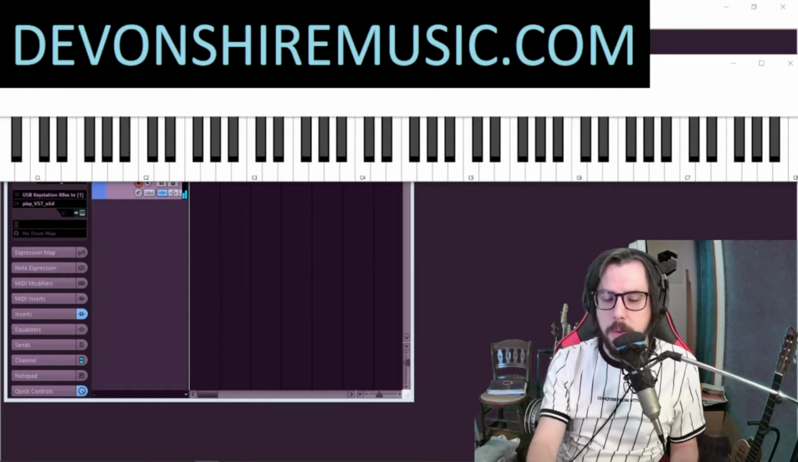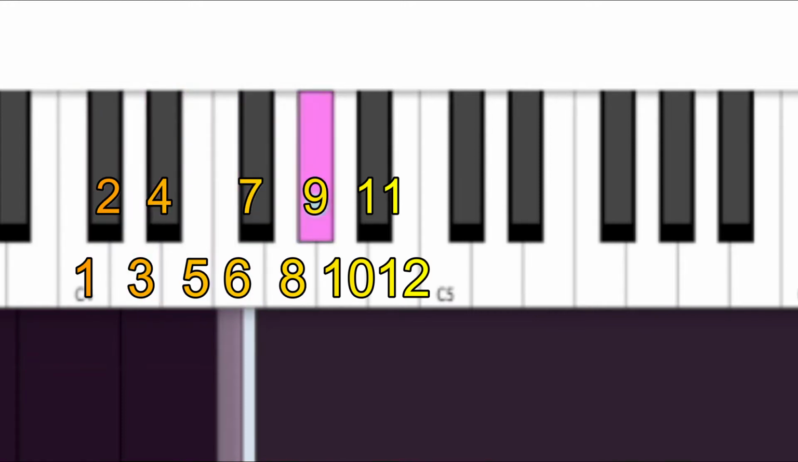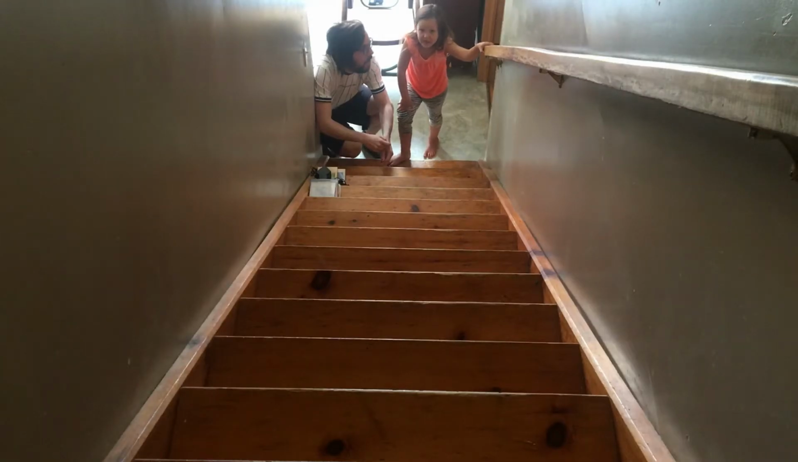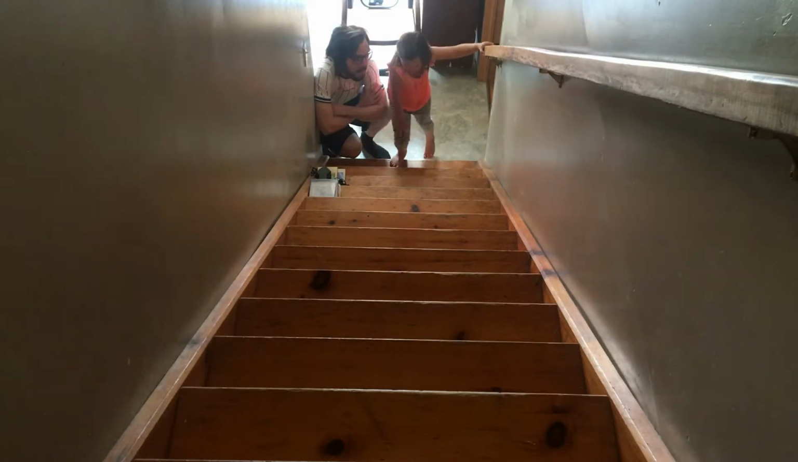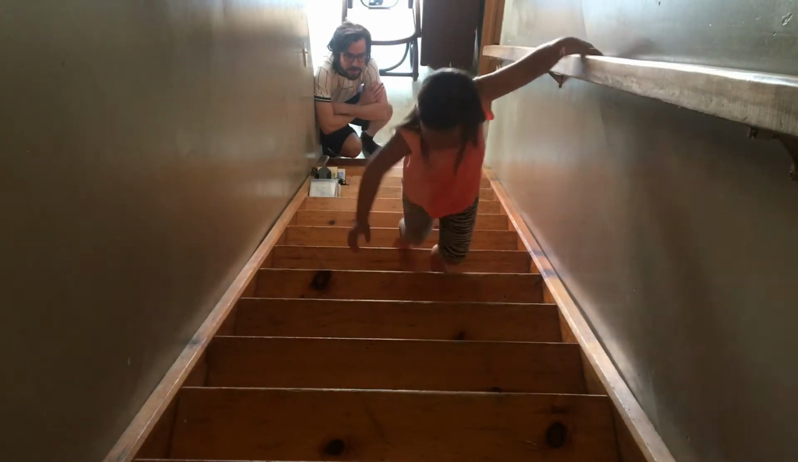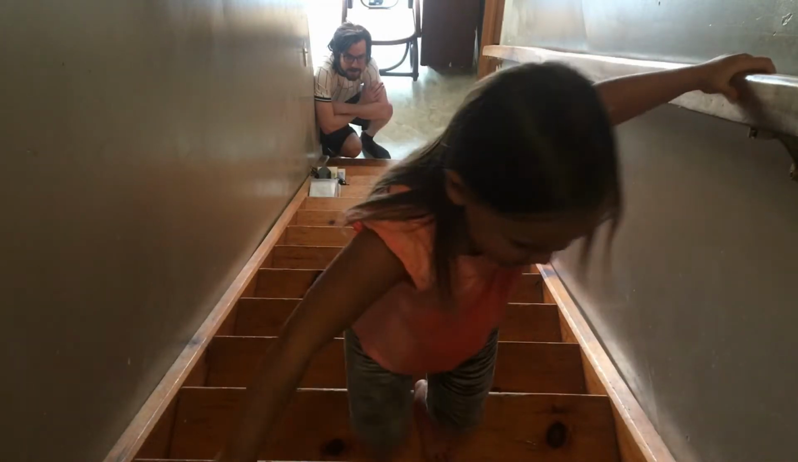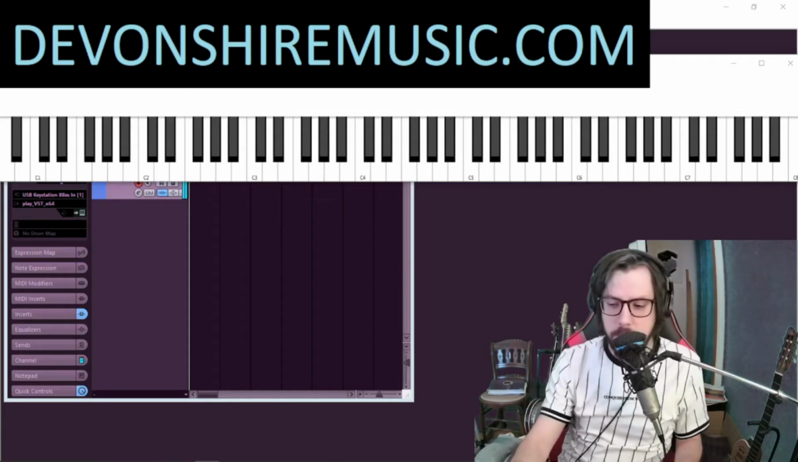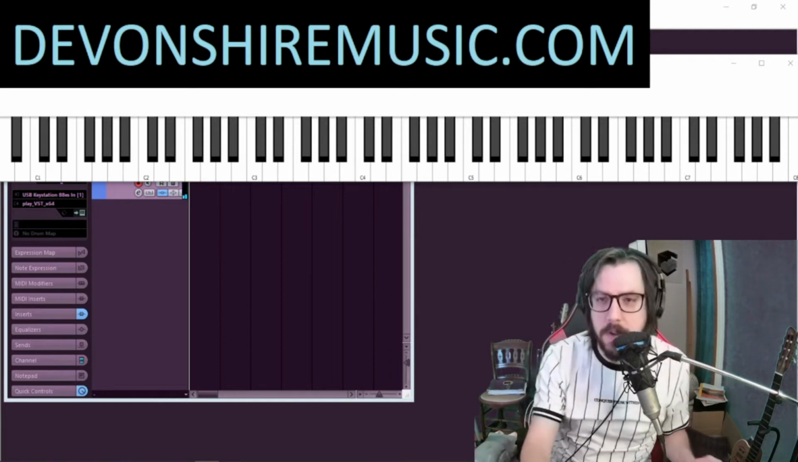So this would be like walking all the way up, like every single one. This would be like 1, 2, 3, 4, 5, 6, 7, 8, 9, 10, 11, 12, 13. That's like stepping up every single step. But 13 is 1 again, so basically this is the 12 tone system.